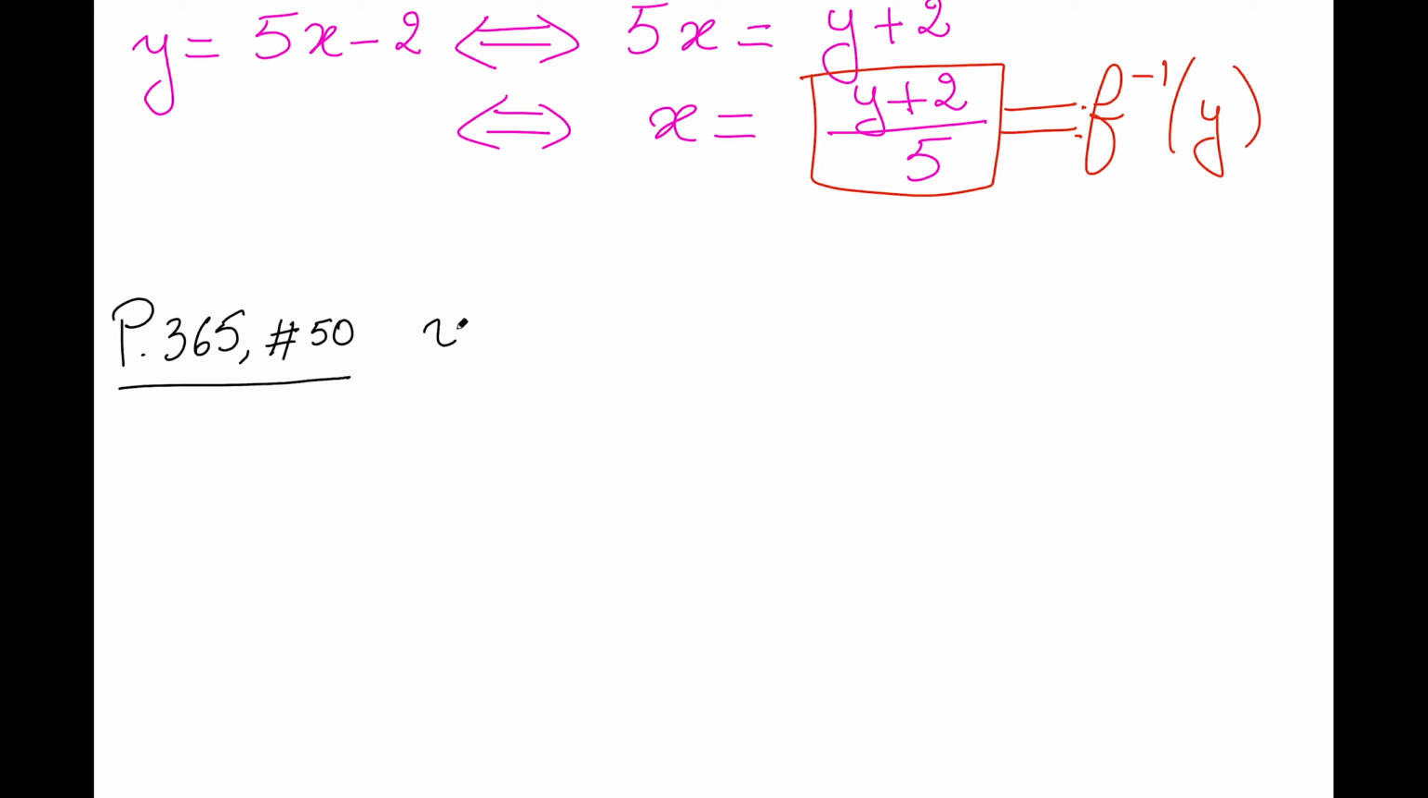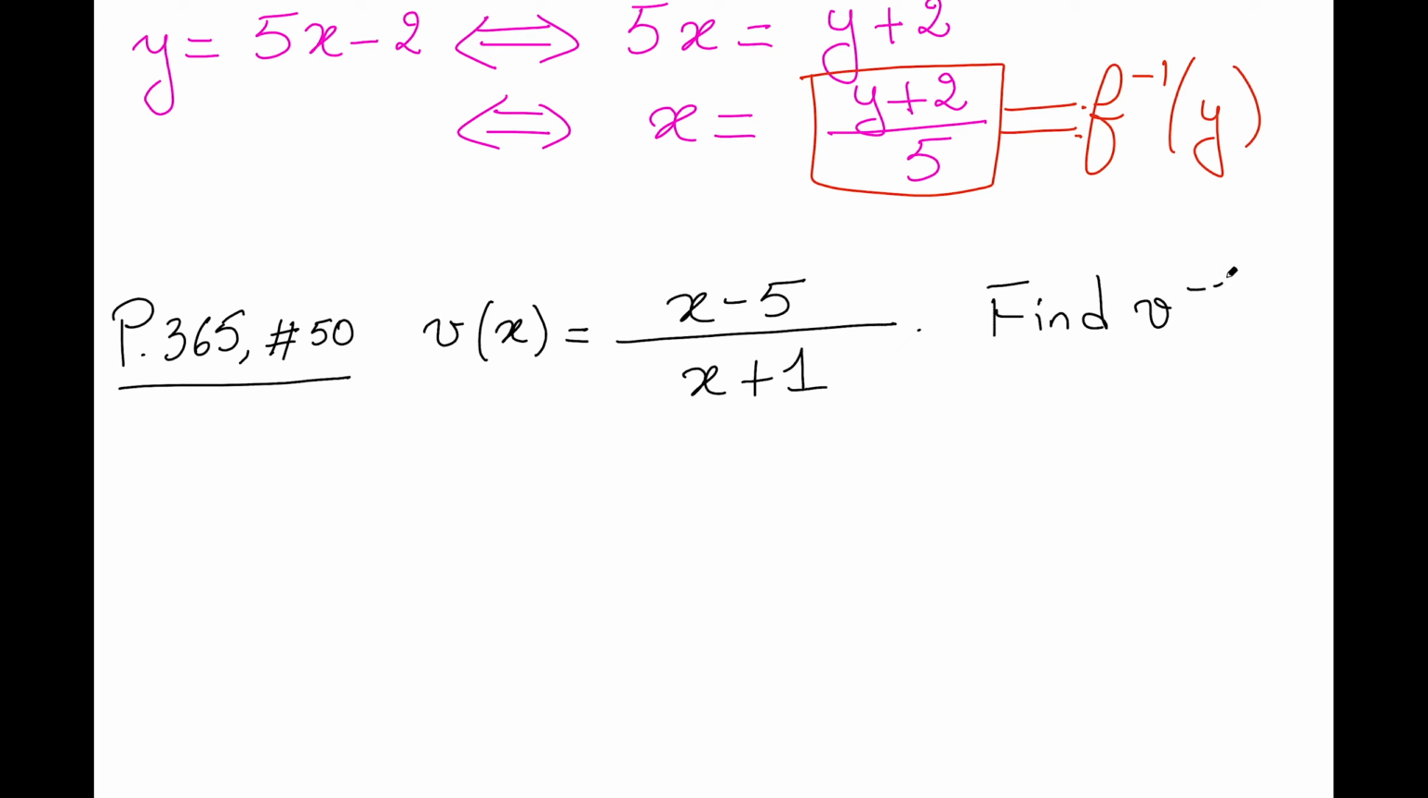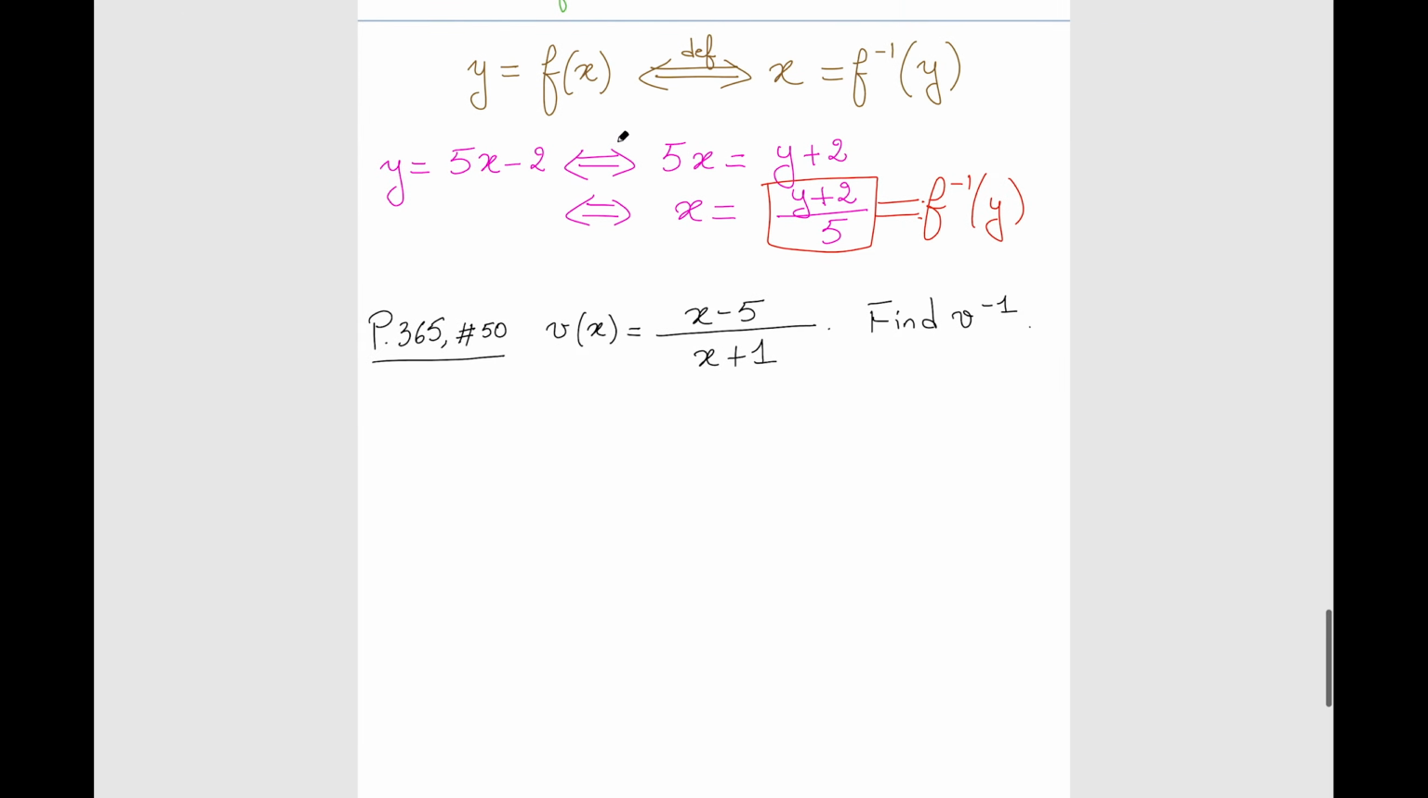The function is v of x equals x minus 5 divided by x plus 1. And the question is to find v inverse. All right. So as said earlier, the process is: this is y equals the function. The function's name here is v, and we're going to try to solve for x.